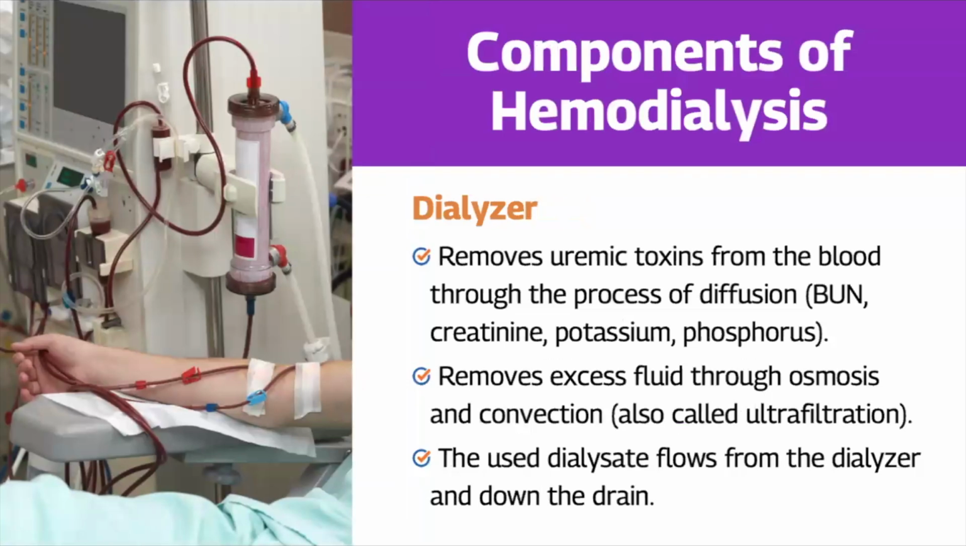So the dialyzer removes uremic toxins from the blood through the process of diffusion. Those uremic toxins are BUN, creatinine, phosphorus, and potassium. The dialyzer also removes excess fluid through osmosis and convection, and that's called ultrafiltration. The used dialysate flows from the dialyzer and down the drain.